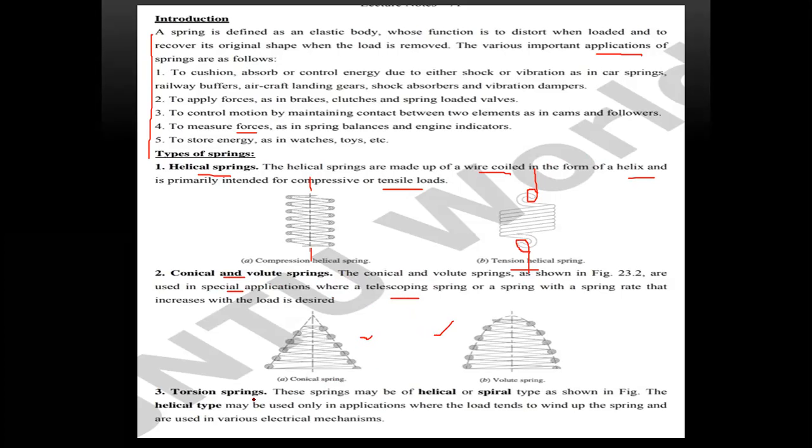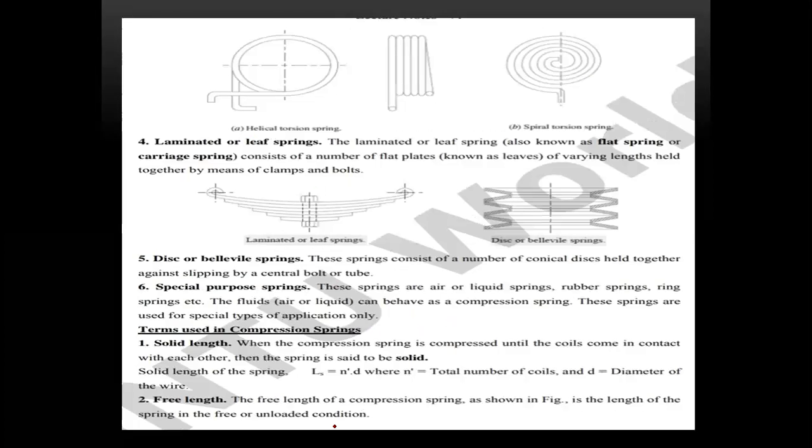Next one, third one is torsion. This may be helical or spiral, shown in the figure, used only in applications where the load tends to wind up the spring, in various electronic measuring devices. Next one, helical torsion spring, spiral torsion spring.